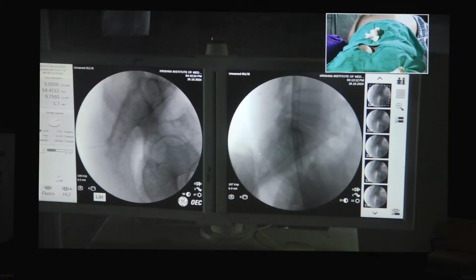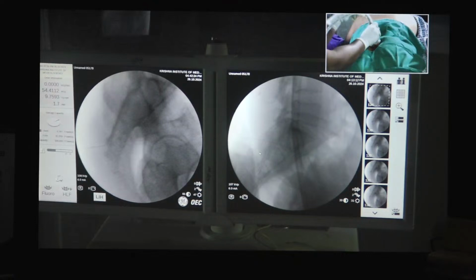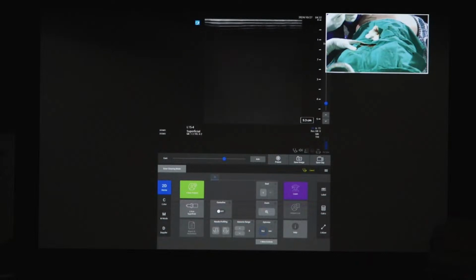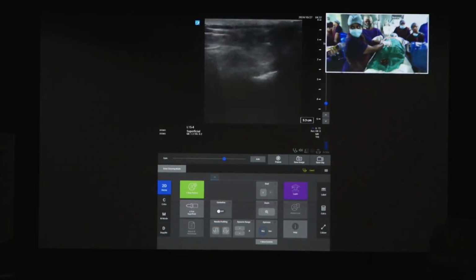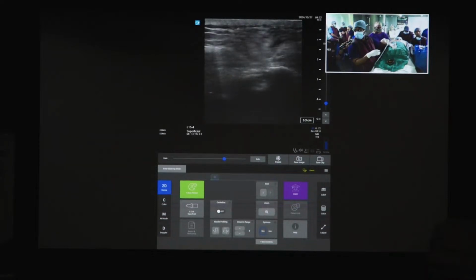First we will do with the ultrasound guidance, then we'll confirm it with the fluoroscopy. So sometimes the spine could have calcifications, and it's very hard to enter the caudal canal in the old age patient specifically.